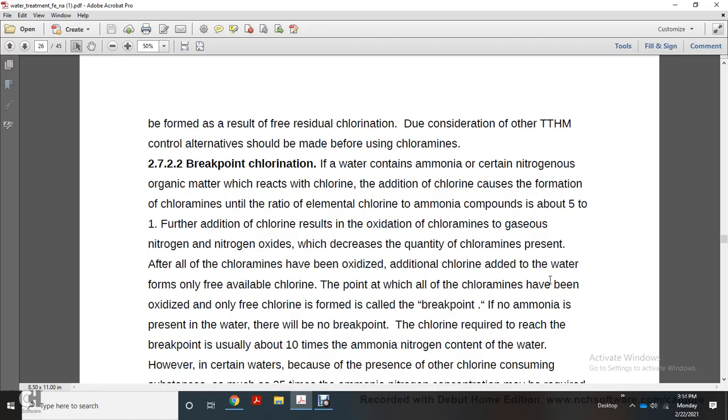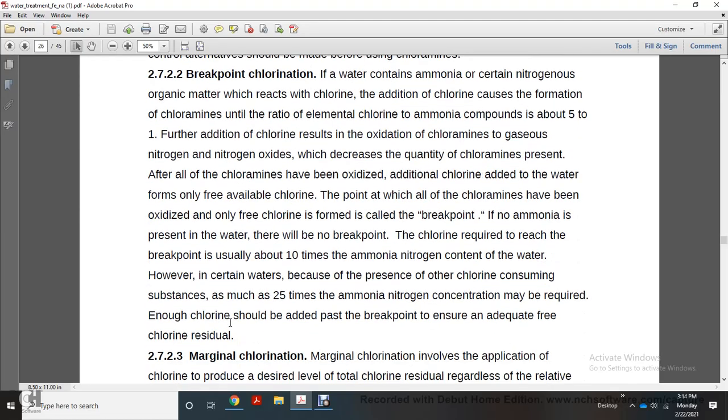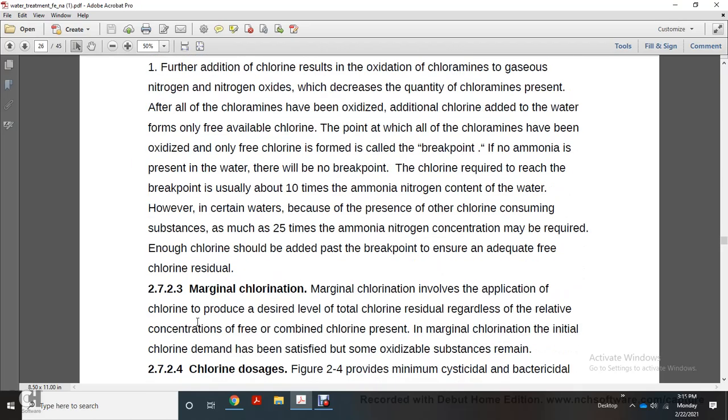The breakpoint is reached when the chloramines have been oxidized. Only combined chlorines are formed in the pre-breakpoint region. If no ammonia is present in the water, there will be no breakpoint. The chlorine required to reach the breakpoint is usually about 10 times the ammonia nitrogen content of the water. However, in some waters, because of the presence of chlorine-consuming substances, as much as 25 times the ammonia nitrogen concentration may be required. Enough chlorine should be added past the breakpoint to ensure an adequate free chlorine residual.